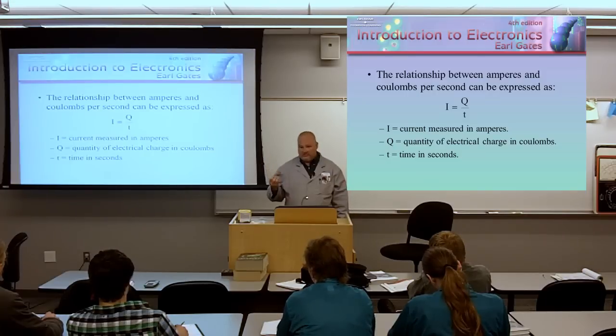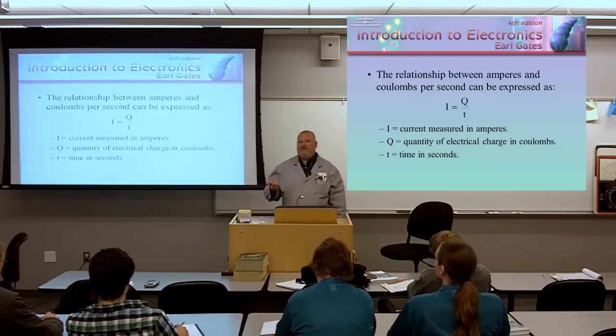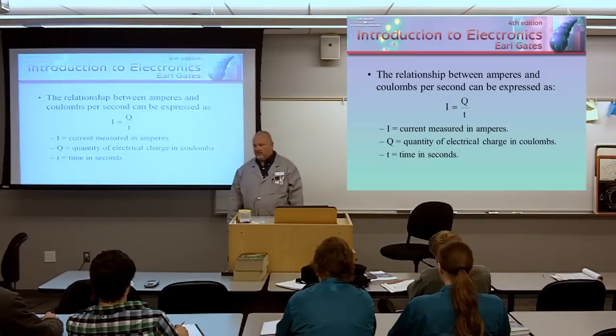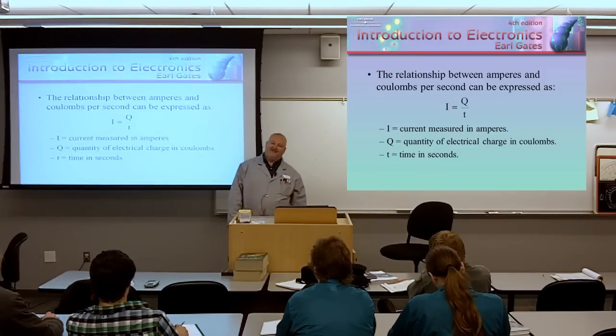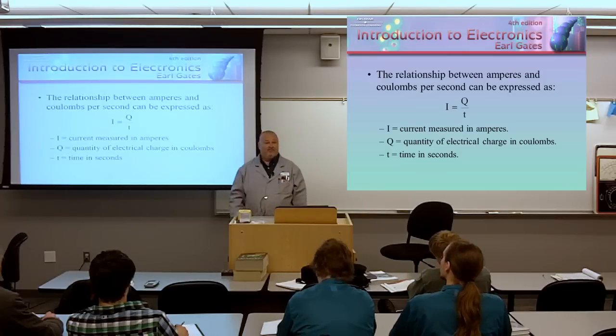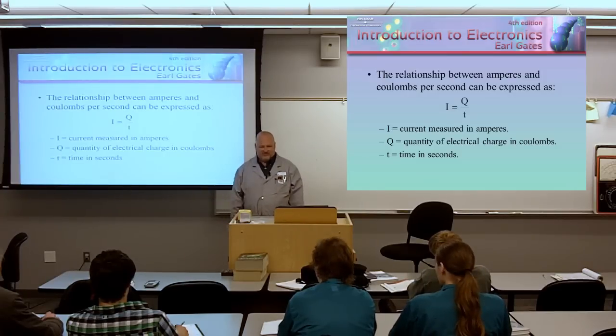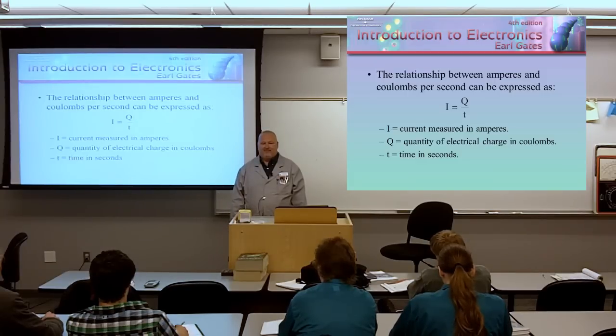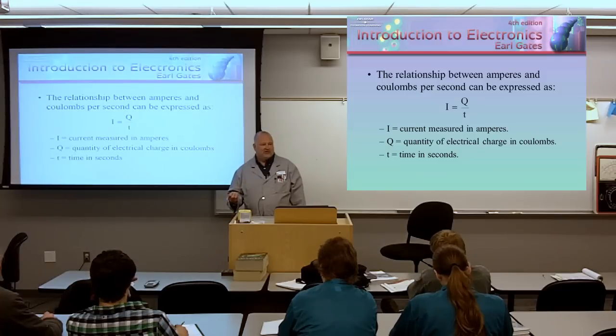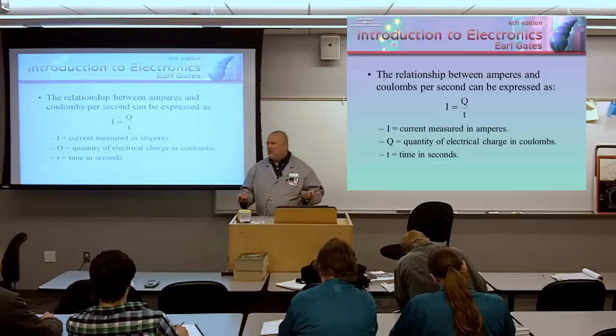if you're using coulombs. What happens if I have half a coulomb per second? It's not a trick question. If I have half a coulomb per second, what's my current going to be? Half an amp. If I have quarter a coulomb per second, what's it going to be? Quarter of an amp. If I have 2 coulombs per second, this is a trick question. No, just kidding. 2 coulombs per second. That means I'm going to have 2 amps.